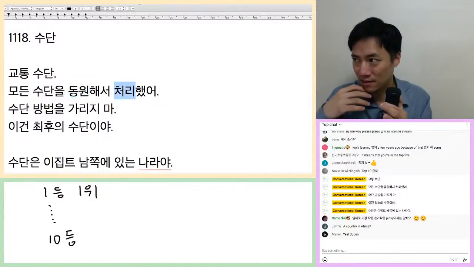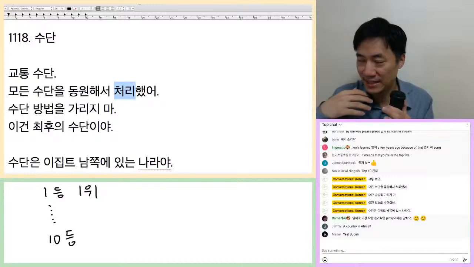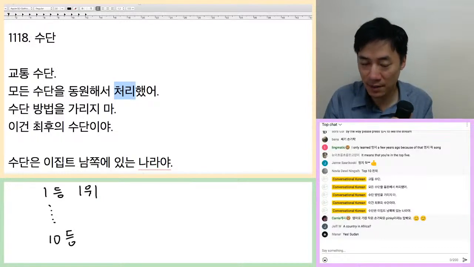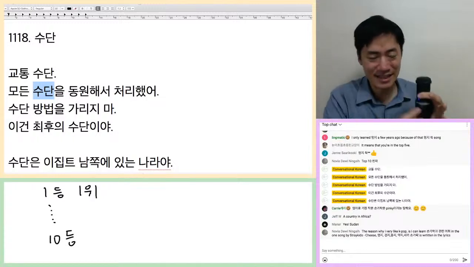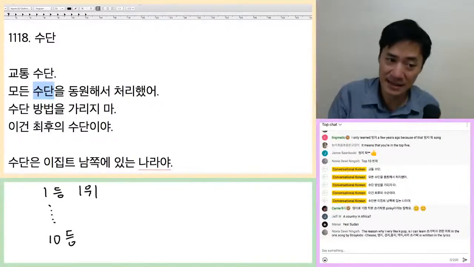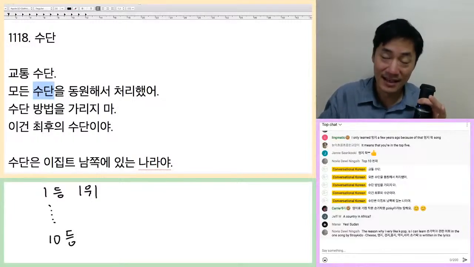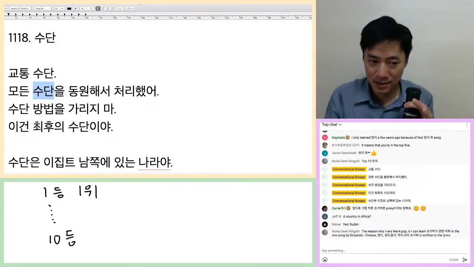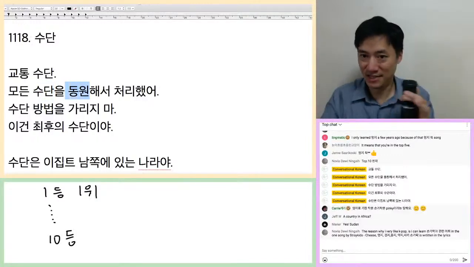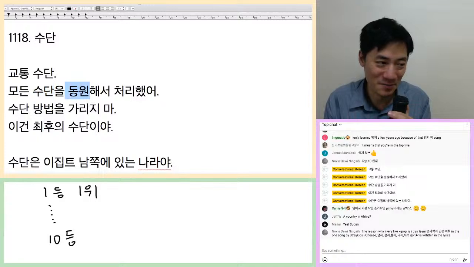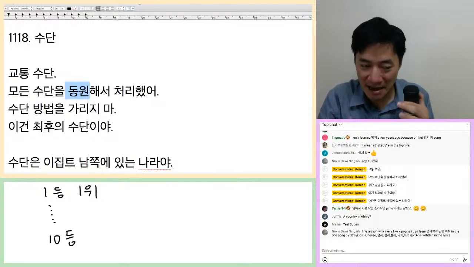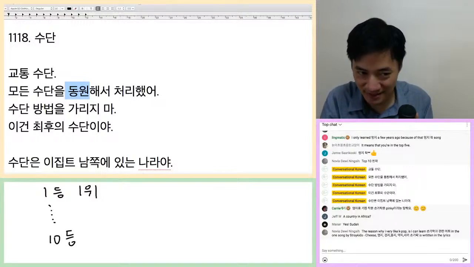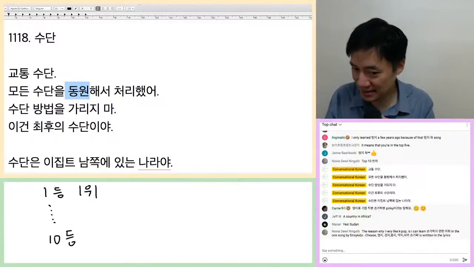처리하다. I finished the issue. I did the job, duty. Completed the job. Complete the task. 처리하다. It's hard to do, but I tried this, I tried this way, I tried this method. Any kinds of method that I can. 동원하다, you know? So, something like that. I hope you can understand what it means. 모든 수단을 동원하다. Did in every possible way, 모든 수단을 동원해서 first I did, and finally I did it.